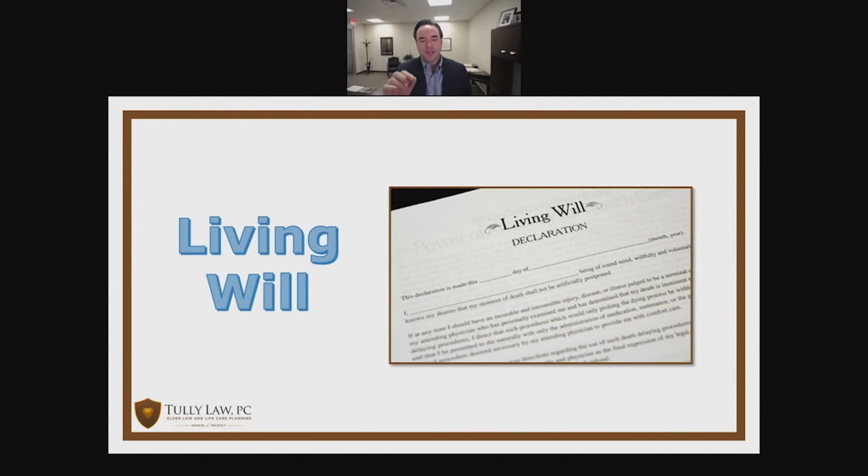What it says is that if I'm in an irreversible or incurable condition, I do not want any medical treatments that merely prolong the dying process. Okay. So if you agree with that statement that you don't want medical treatments to prolong the dying process, then you should have a living will. If you want medical treatments to keep you alive, then you're not going to sign a living will.